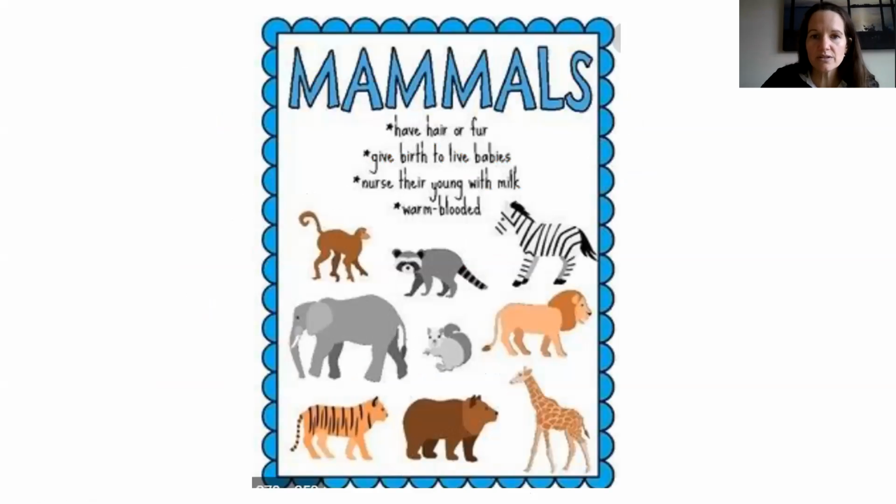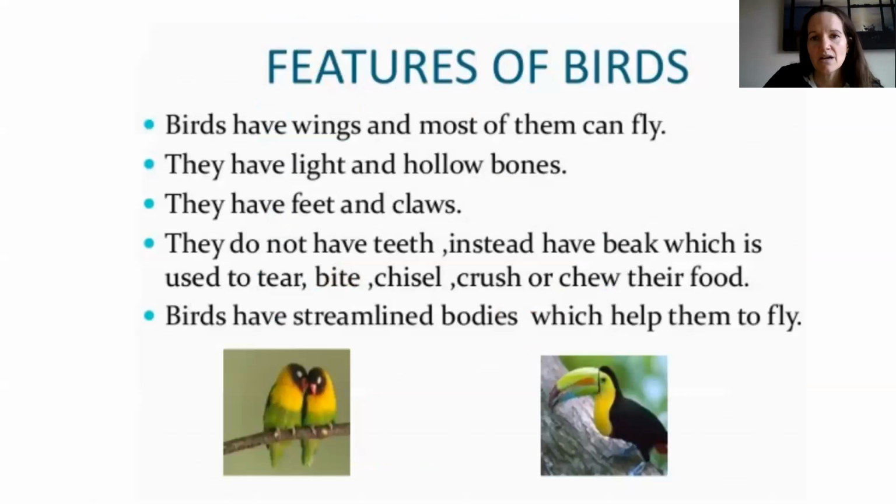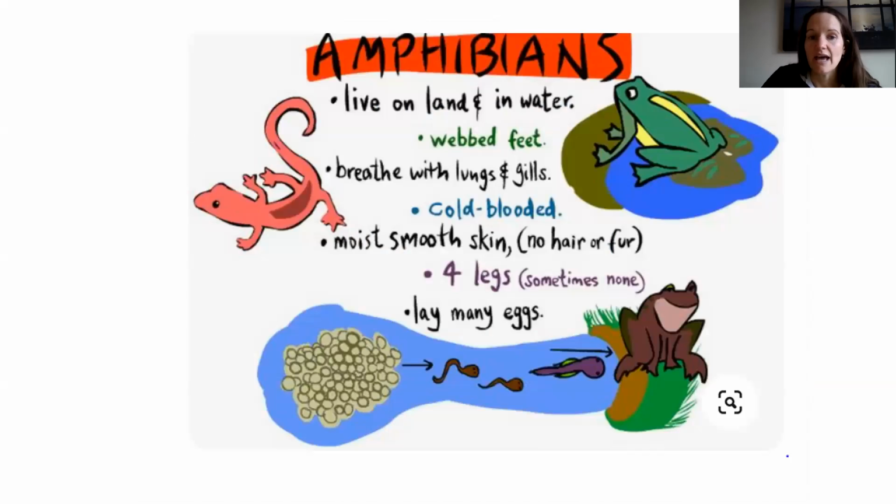Here's one on mammals: have fur, hair, give birth to live babies, nurse their young with milk, and they're warm-blooded. And there's pictures of some mammals. We've got the birds, so you could draw some birds and you can write some of the features, that they have beaks, they have wings, they have feathers, they lay eggs, and they are warm-blooded. And there's one on amphibians. So you can create any poster that you would like.